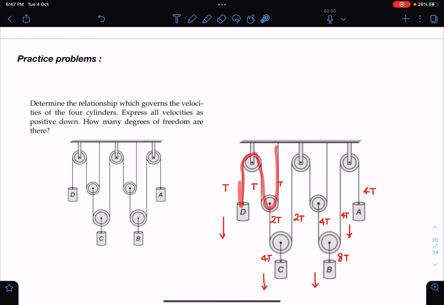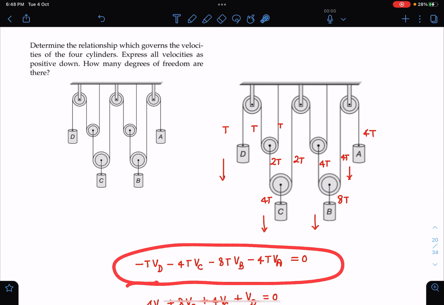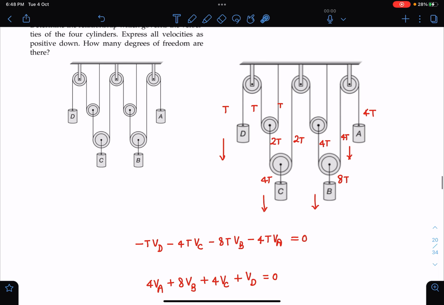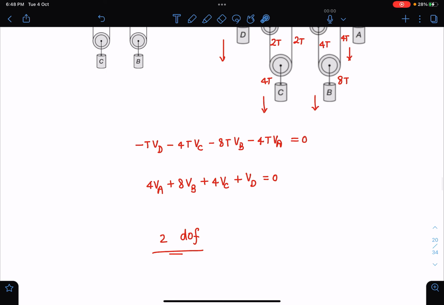So here tension is T, T, T. Then this tension will be 2T and this tension will become 4T. So net tension on the blocks, if you see, this is T here, 4T here, 8T here and 4T here. All velocities are taken in the downward direction. So minus T VD minus T VC, 4T VC minus 8T VB minus 4T VA equal to 0. So this we are getting as the answer. So T dot V is applicable here also.